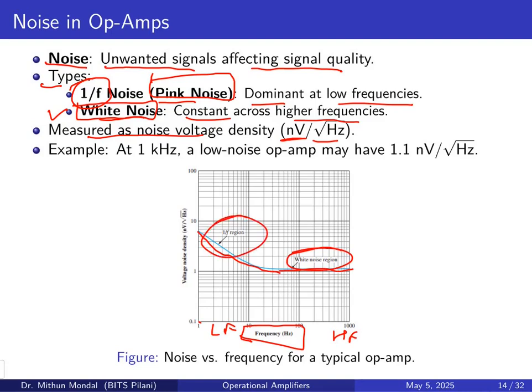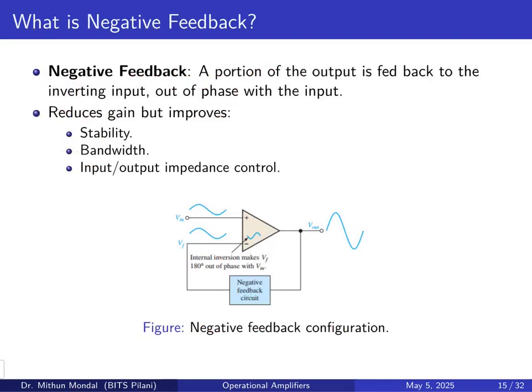So this is the pink noise region. One example we can take, if we find this at 1 kilohertz, a low noise op-amp may have the value 1.1 nanovolt per root hertz. So the unit that we take for measurement of the noise is nanovolt under root hertz.